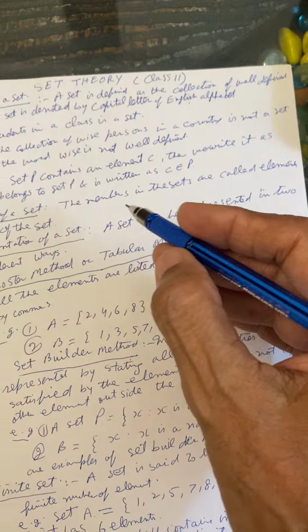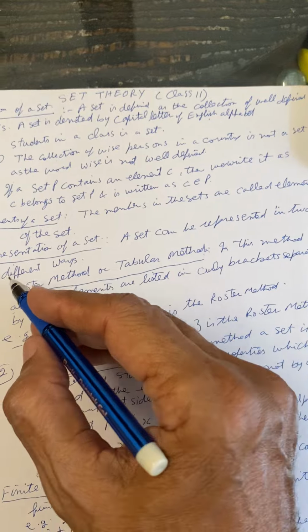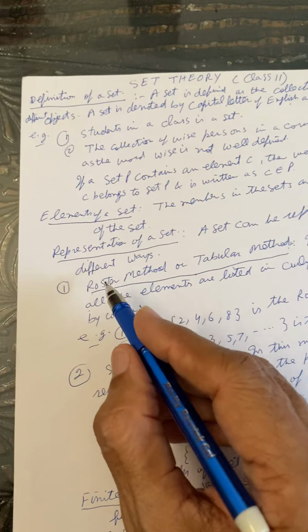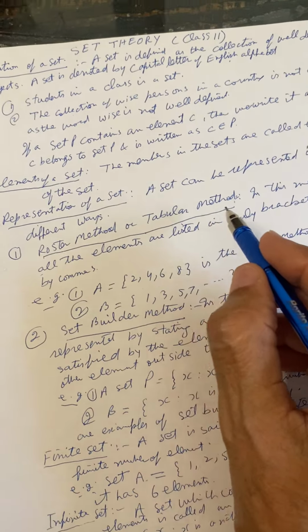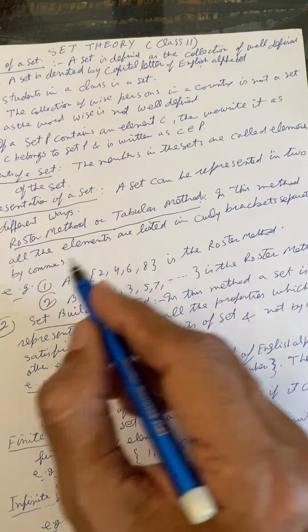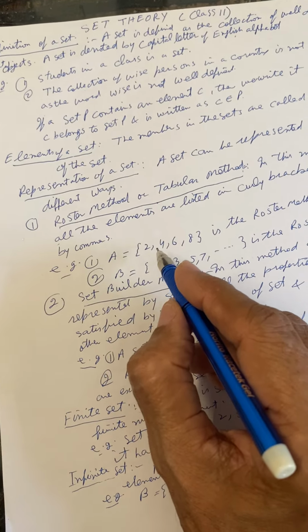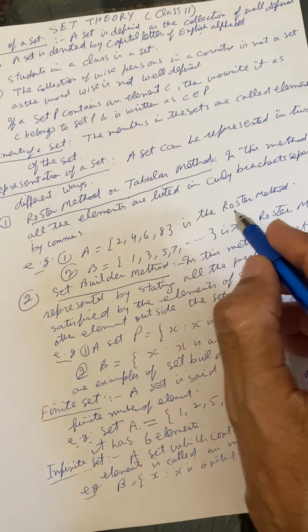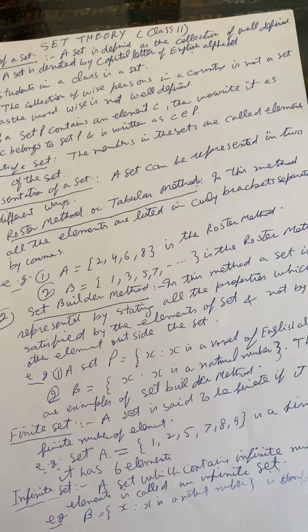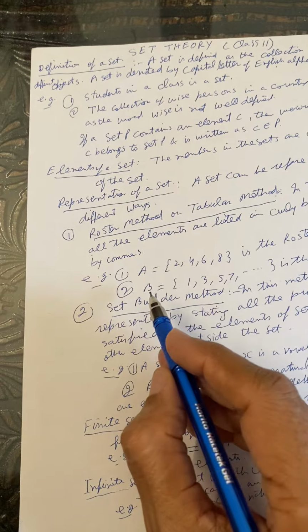Elements of a set: the members in the set are called elements of the set. A set can be represented in two different ways. First is the roster method or tabular method. In this method, all the elements are listed in curly brackets separated by commas. For example, A = {2, 4, 6, 8} is the roster form. Why? Because we have enlisted elements 2, 4, 6, 8 in curly brackets and they are separated by commas.